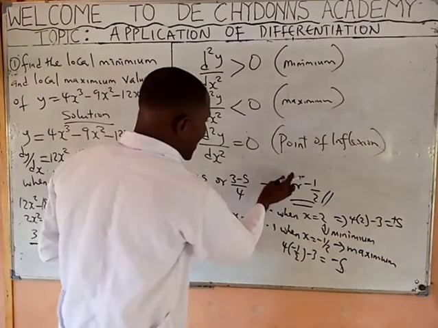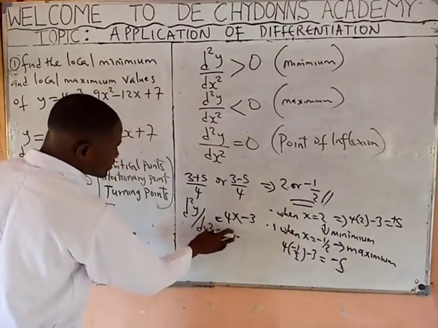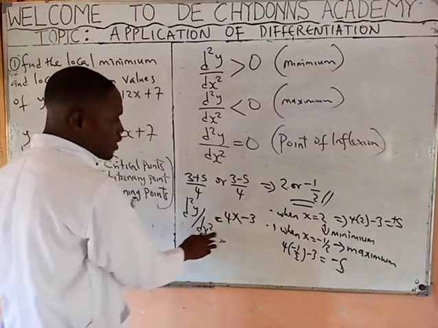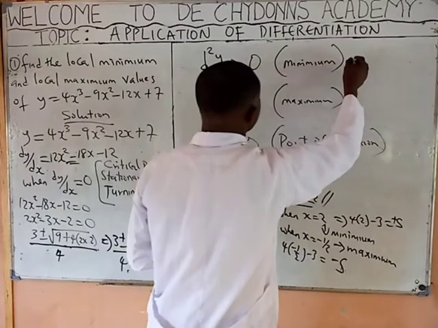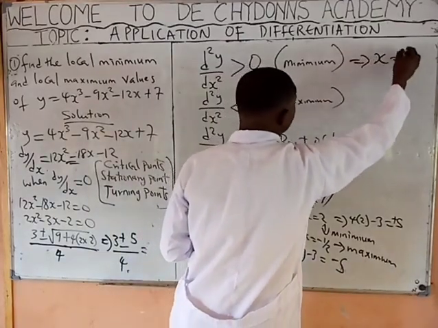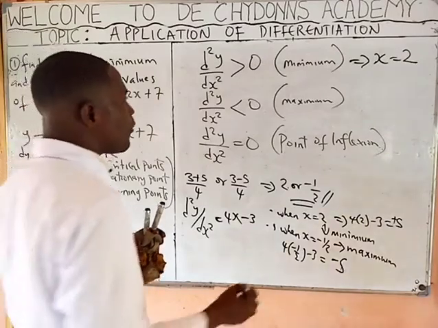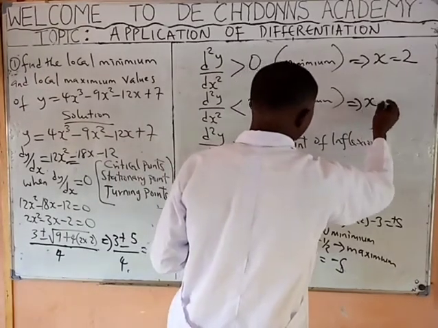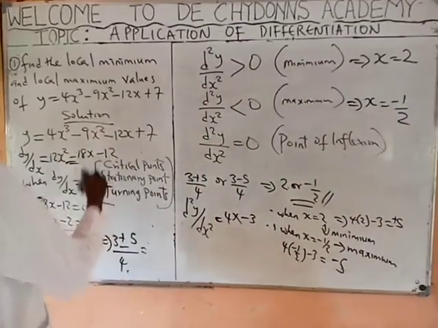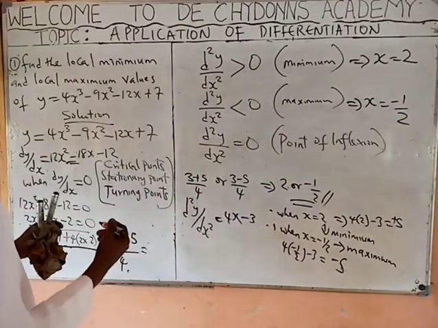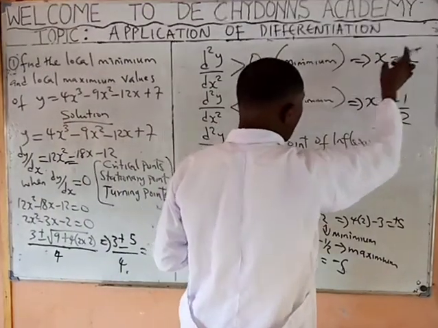So since x equals 2 gave us positive in the d squared y over dx squared, it gave us positive 5. We say that will be the minimum point. So the minimum point will be at x equals 2. Then the maximum point will be at x equals minus 1 over 2. So that is how to get the local minimum and local maximum values of a given function. So we have gotten the local minimum and local maximum.